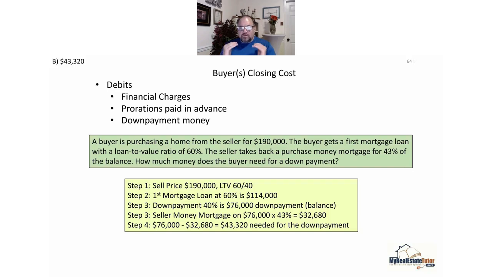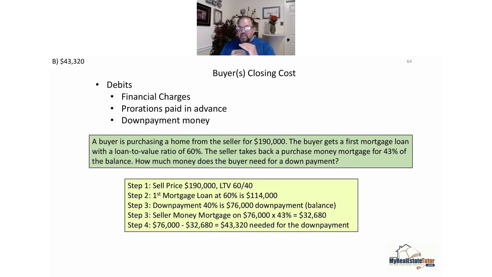Now the seller agrees to go, look, John, I'm going to take back a purchase money mortgage. In other words, I'm going to put a lien on the property when I say the house, but I'm going to lend you, watch this, I'm going to take back 43% of the balance. I'm going to do a purchase money mortgage. Okay. So if I take 76,000 times 43%, I've got 32,680. Okay. That's how much, watch this, they're going to finance.